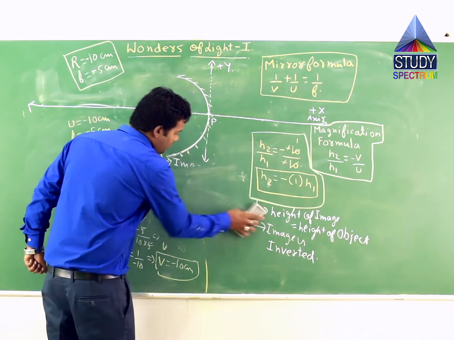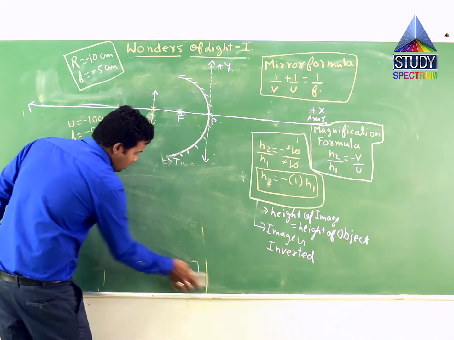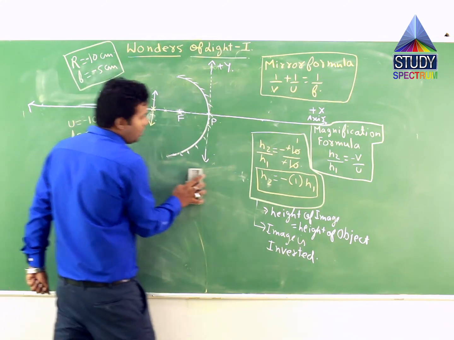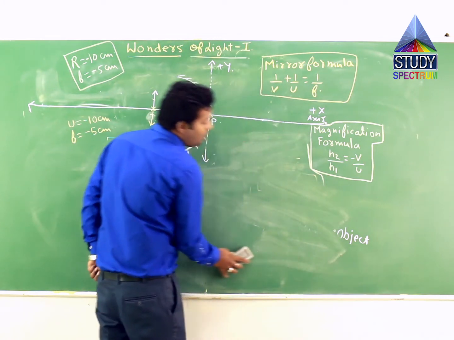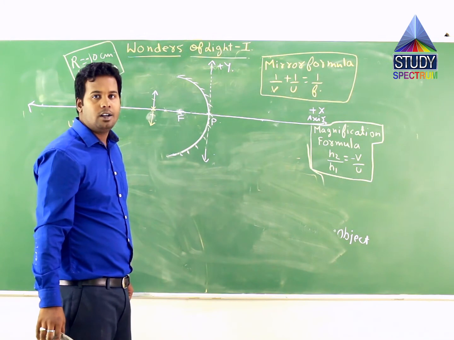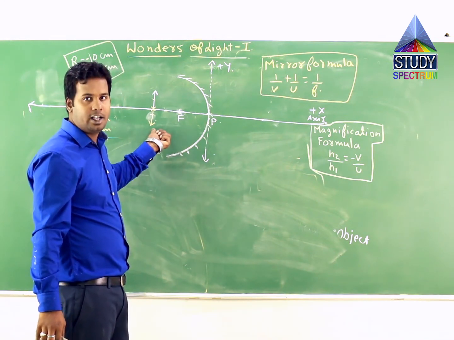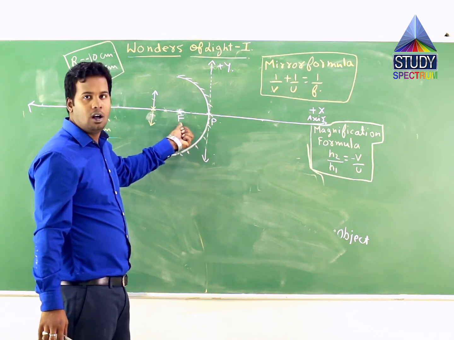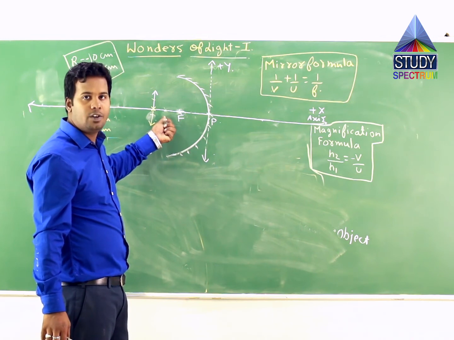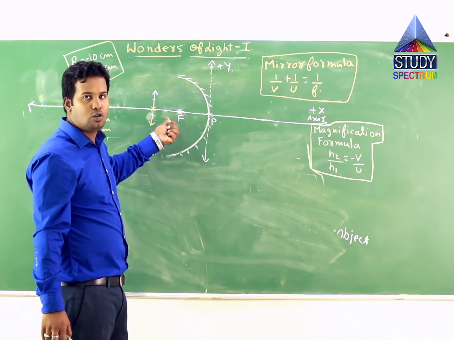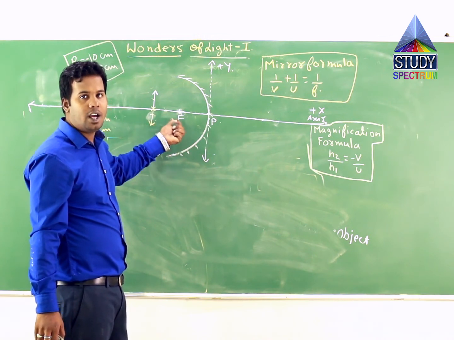Now let us move further and see what is the another case, that is the fourth case, when the object is placed between center of curvature and focus point. Now since the center of curvature is at 10 centimeter away from pole on the left hand side, or minus 10 centimeter, and focus point is minus 5 centimeter, it means if we want to place the object between C and F, what should be the value of U? That should be between minus 10 and minus 5.